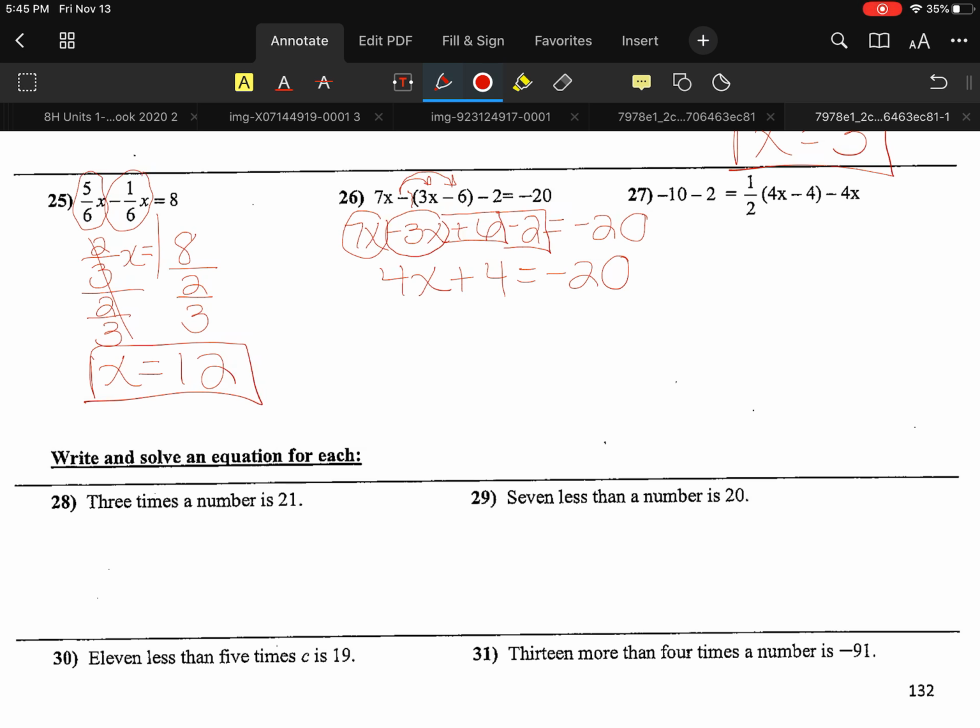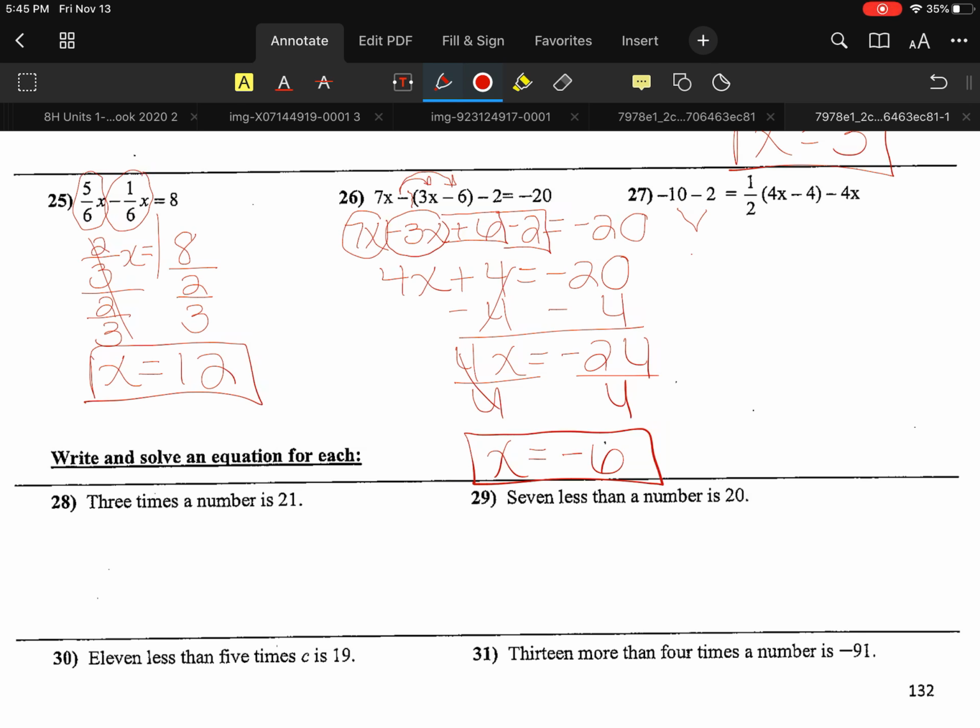Now that I've simplified and combined as much as I could on the left and there's nothing to do on the right, I'm now going to use my inverse operations. Subtract 4 on both sides. 4x equals negative 24. Divide both sides by 4. X equals negative 6.